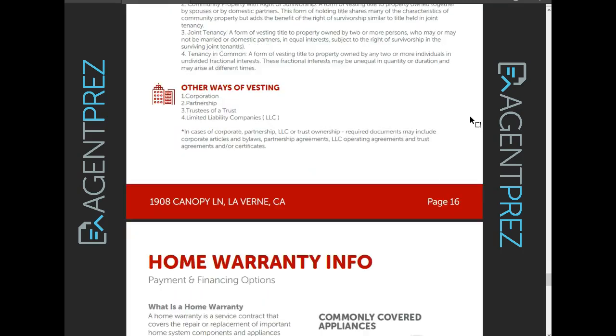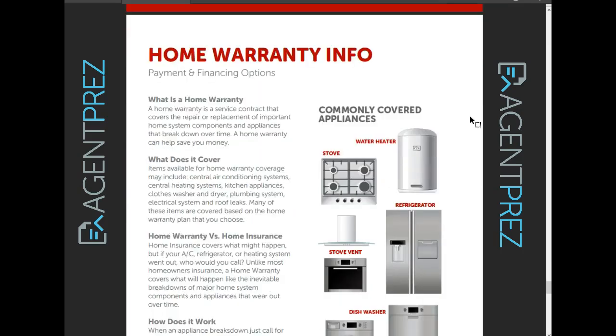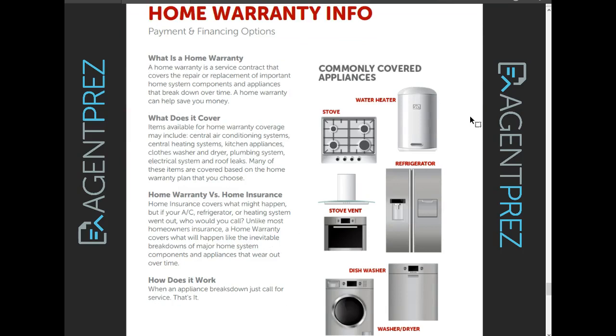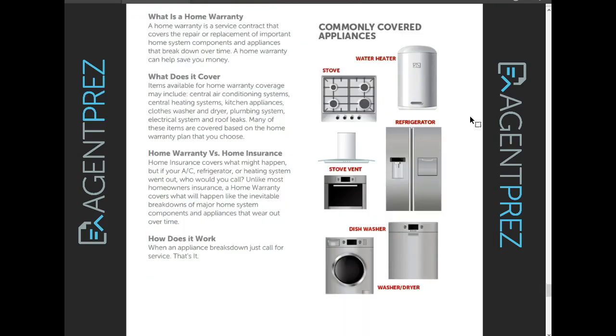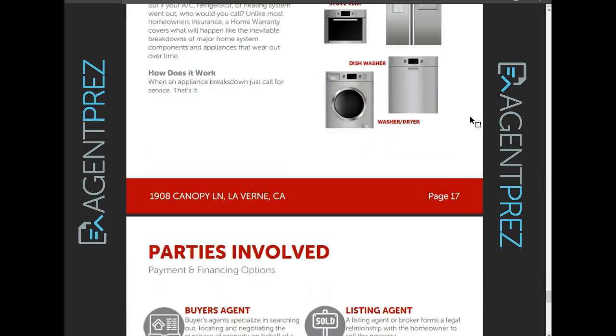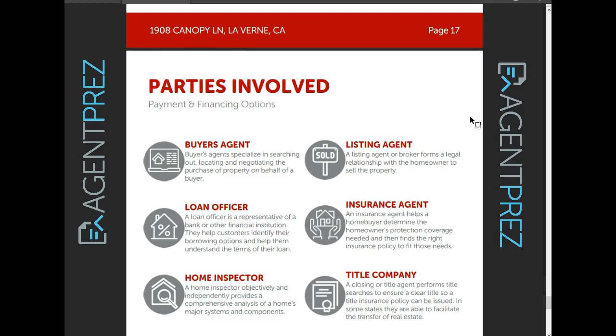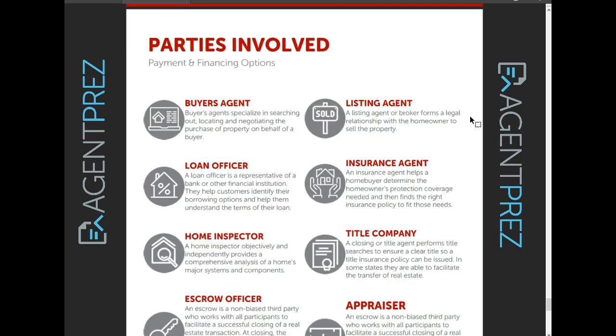Right? Just an overview. Home warranty information. Not too many buyers are aware of these. We felt it was very important to bring these up. It's a great selling point, especially when someone's looking to buy. So it's just general information about the home warranty, what it is, typical things that are covered, and how it works. We do have information about parties involved, right?